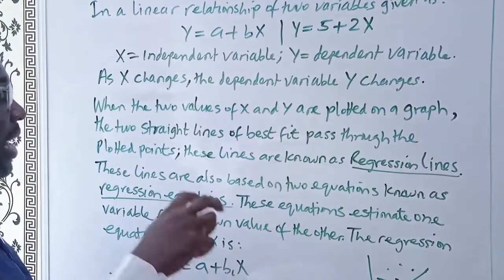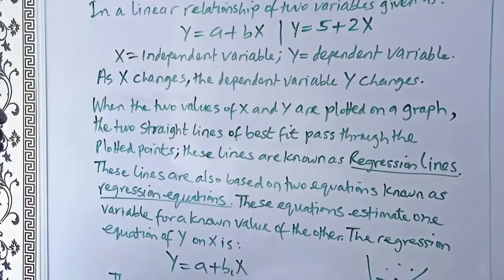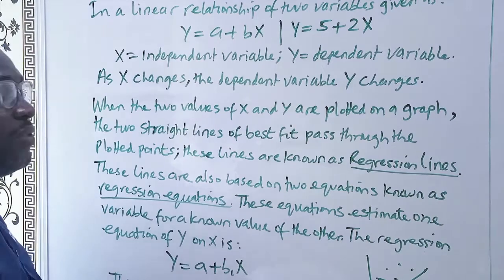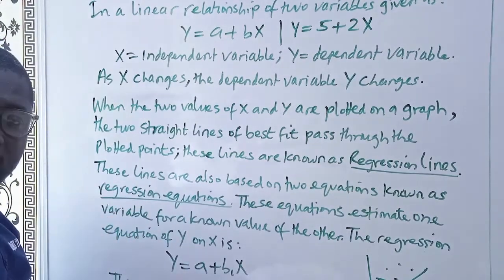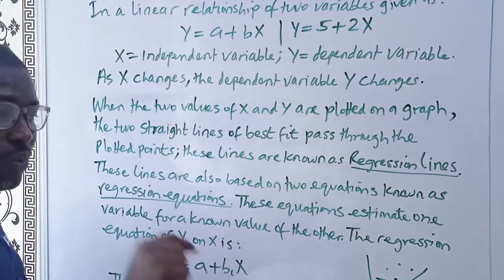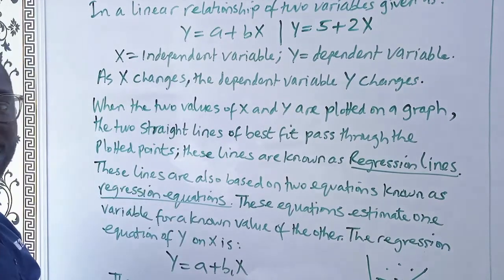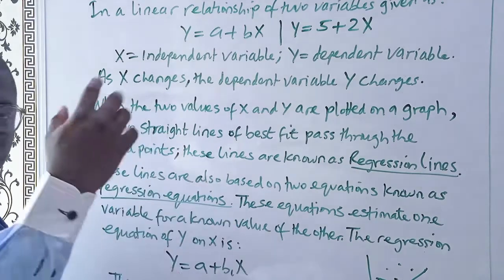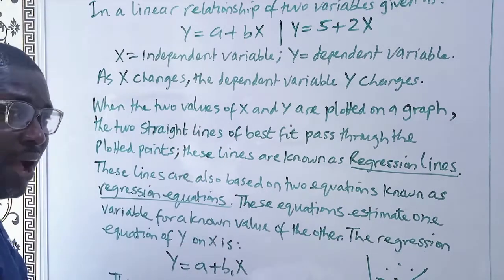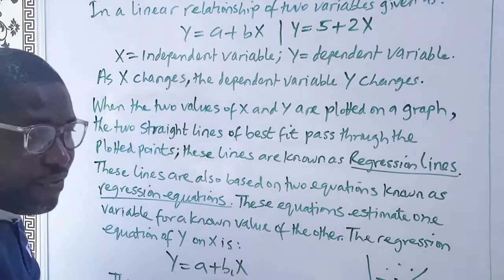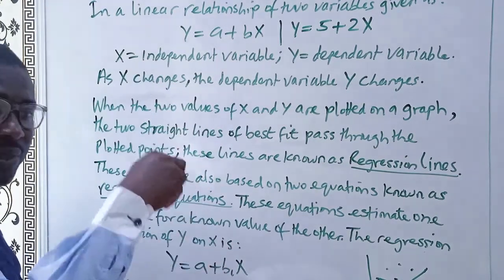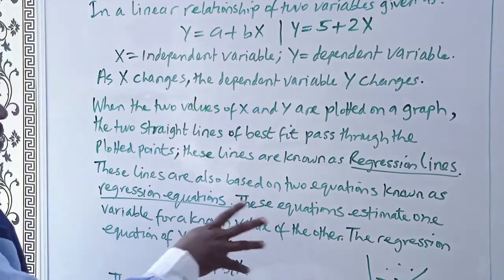These equations estimate one value for a known value of the other. So you may know x and you do not know y. Based on your knowledge of x, you can predict what y is. In reverse, you might have the value of y and you don't know x. So if you have the value of y, you can predict what x will be. That's what we mean by that.